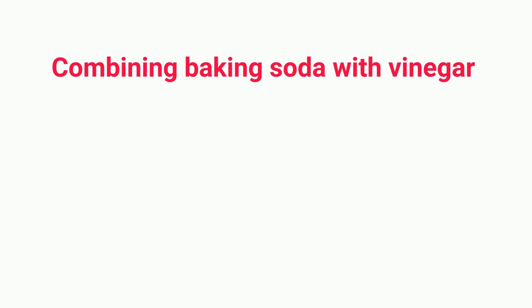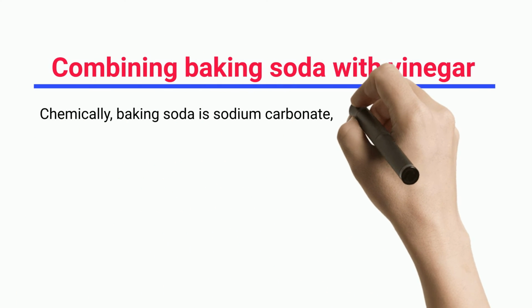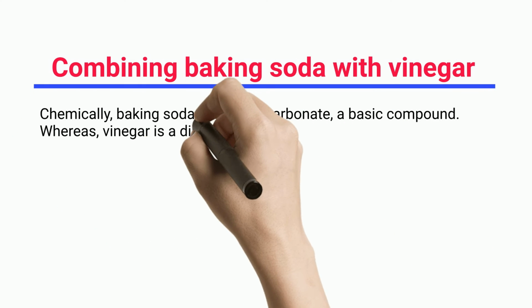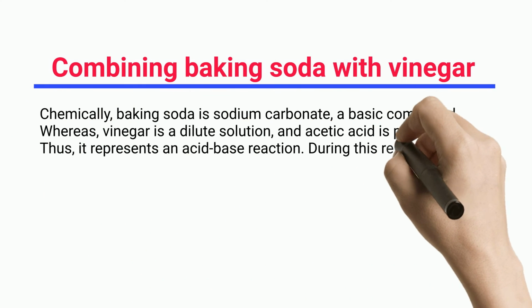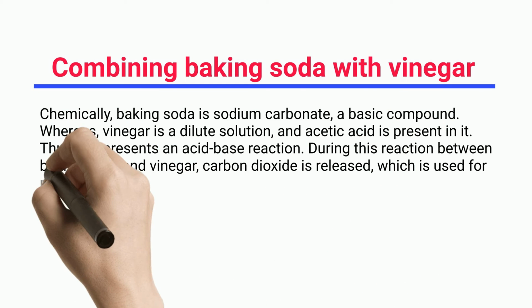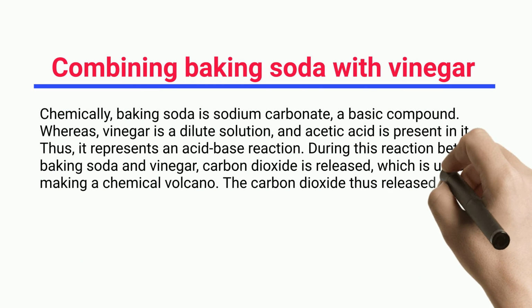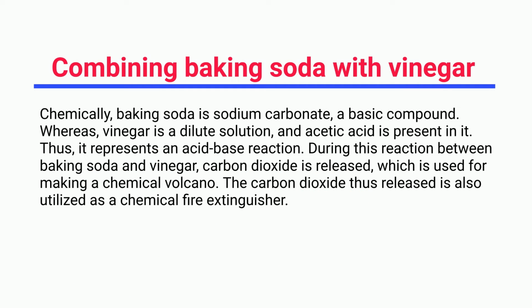Combining baking soda with vinegar. Chemically, baking soda is sodium carbonate, a basic compound, whereas vinegar is a dilute solution, and acetic acid is present in it. Thus, it represents an acid-base reaction. During this reaction between baking soda and vinegar, carbon dioxide is released, which is used for making a chemical volcano. The carbon dioxide thus released is also utilized as a chemical fire extinguisher.